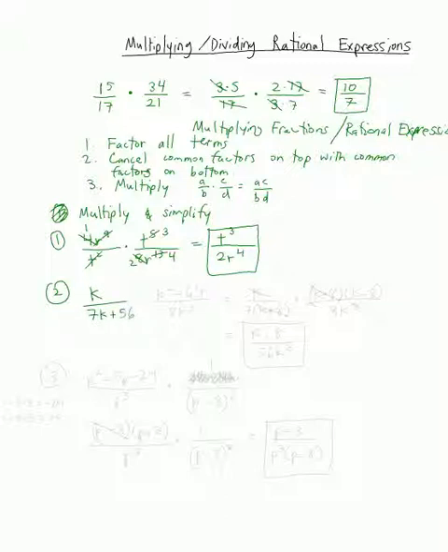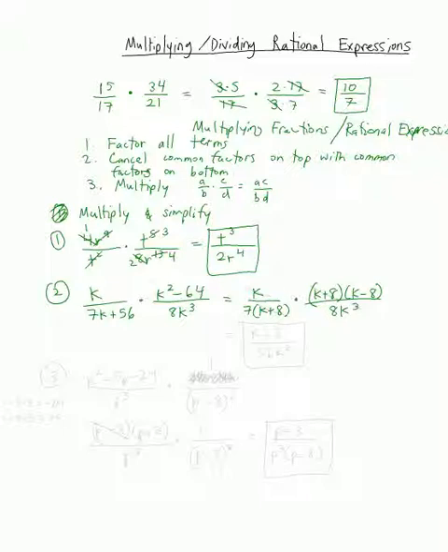So k over 7k plus 56 times k squared minus 64 over 8k cubed. So step 1, factor all the terms. Well, we can factor the 7k plus 56, right? If we take out a 7, we get k plus 8. Now k squared minus 64, this is a difference of squares. We can write k plus 8 times k minus 8. And on the bottom we can just write 8k cubed.